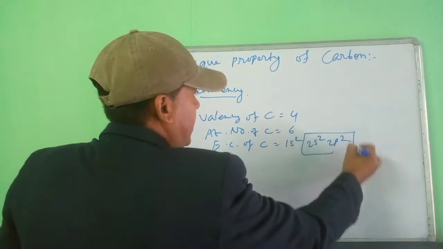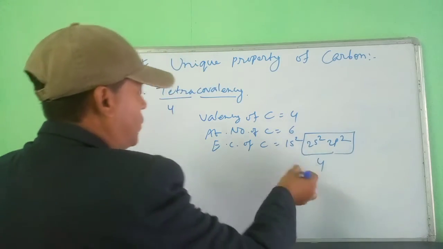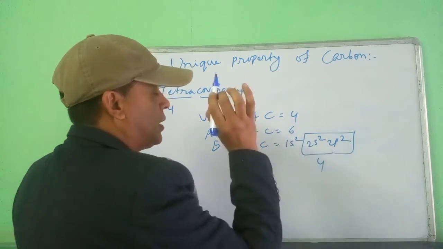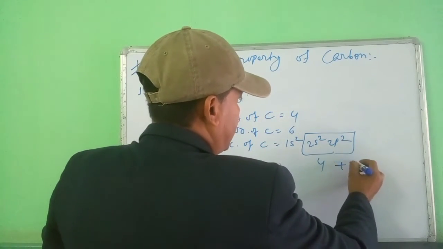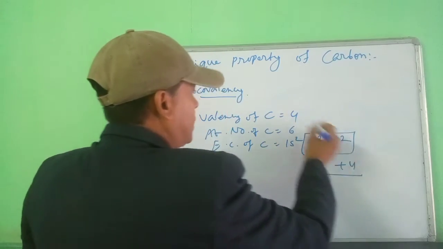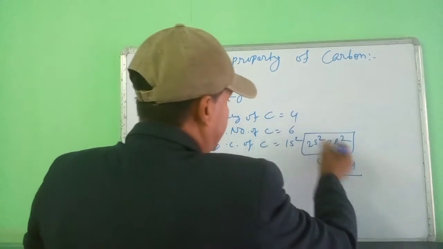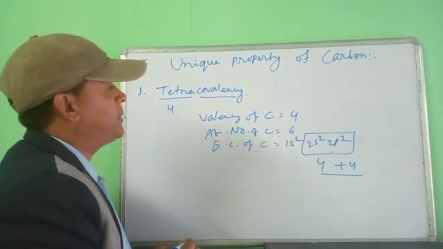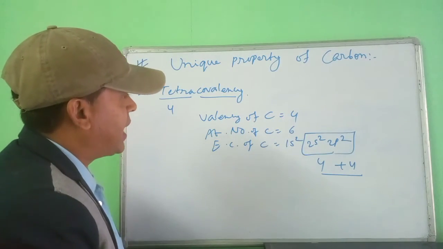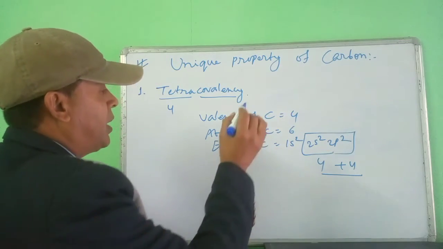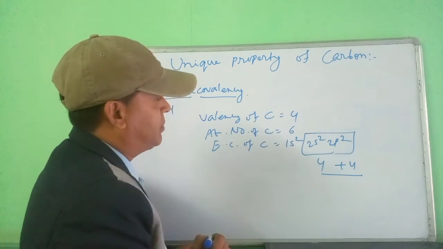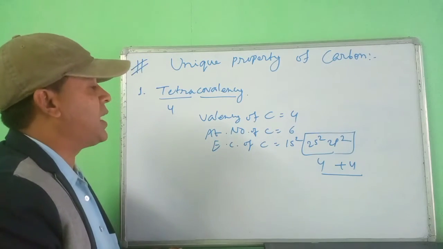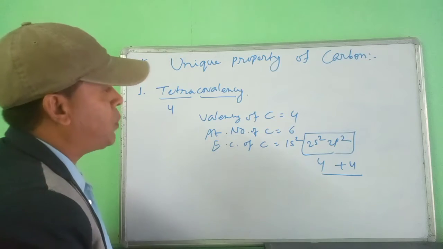So in the valence shell there are only 4 electrons. To complete the octet, the carbon needs 4 more electrons. But there is no element in the periodic table that can donate or give 4 electrons to the carbon atom. So only one condition is possible: mutual sharing of electrons.